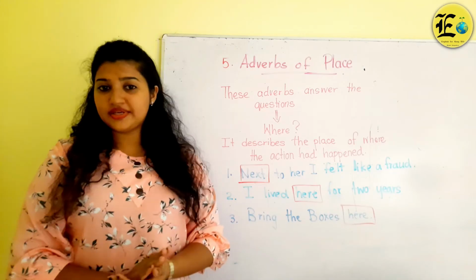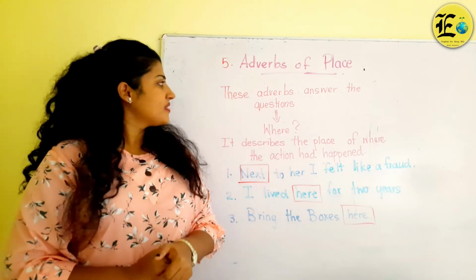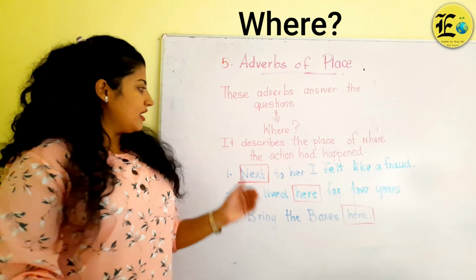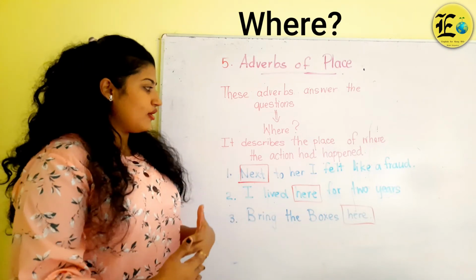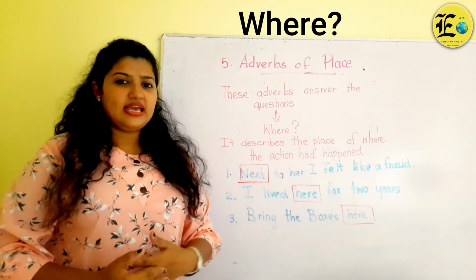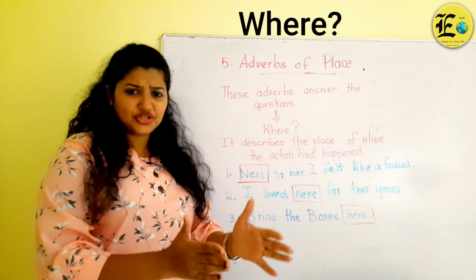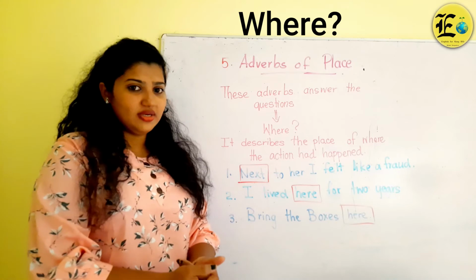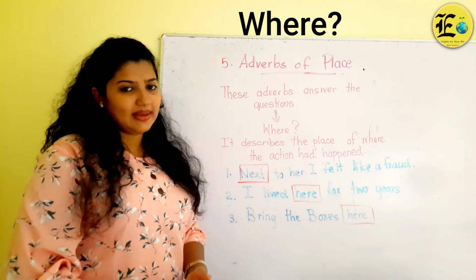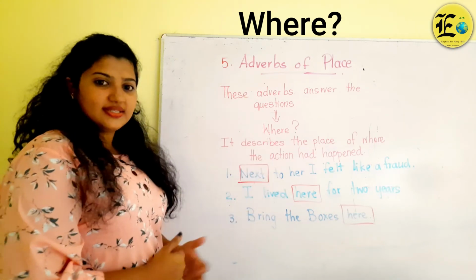The fifth category, which I think is important, is the adverbs of place. These adverbs answer the question where. It describes the place where the action had happened. So it's very easy to identify. Any word that is used to describe a verb, an adjective or another adverb, but which describes the place where the action happened, then it's an adverb of place. Let's have a look at the examples.